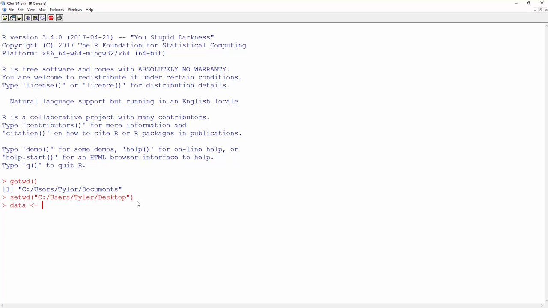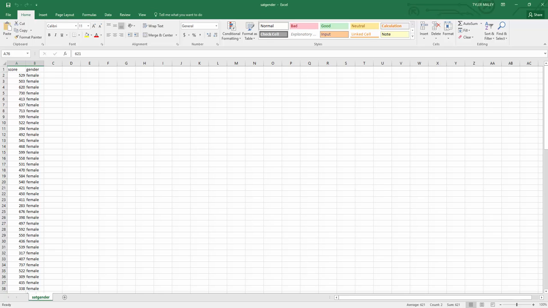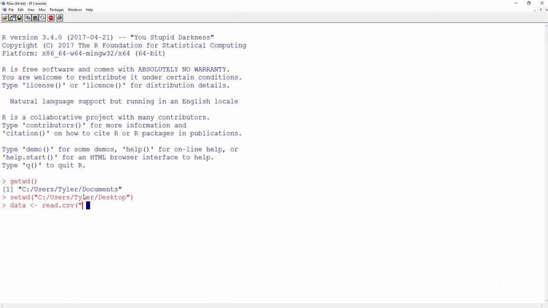So I'm going to name my data, and I'm going to tell R what file I want it to use. I name this SAT gender, all lowercase, and you have to type it in exactly how you saved it. When you're working with R, with a computer, it's very exact. It's case sensitive, just like typing in a password. It has to match exactly.